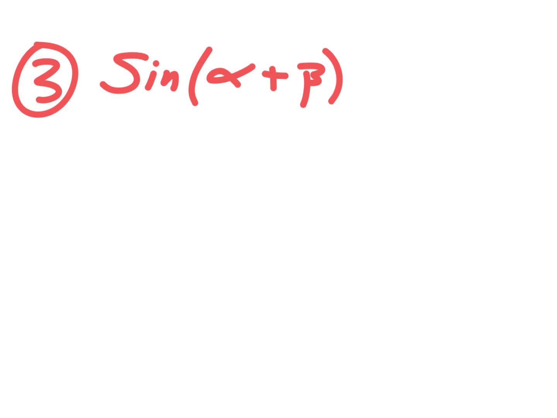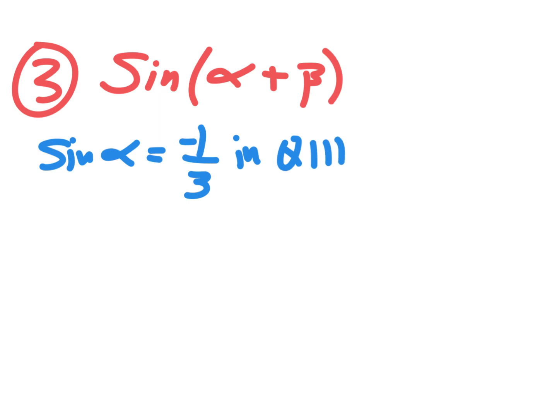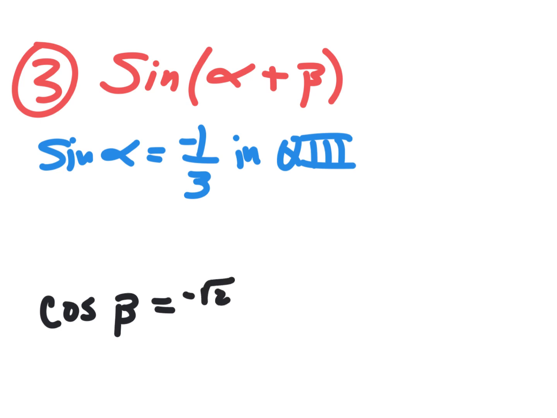I'm going to hand a sheet to everybody, but you need to know more about alpha and beta. So here's what I'll tell you. Sine of alpha is negative 1 over 3. Did I just give you two sides, the opposite and the hypotenuse? But you got to know where to draw it. I'll tell you, it's in quadrant 3. And the second thing I'll tell you, which will allow you to draw another triangle, is that cosine of beta is negative root 2 over 3. And that's in quadrant 2.